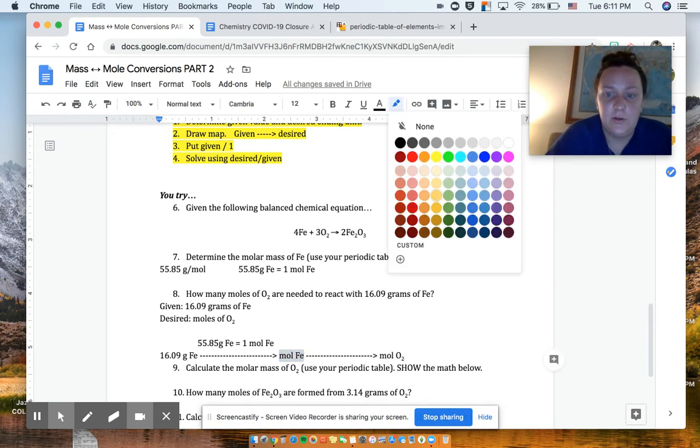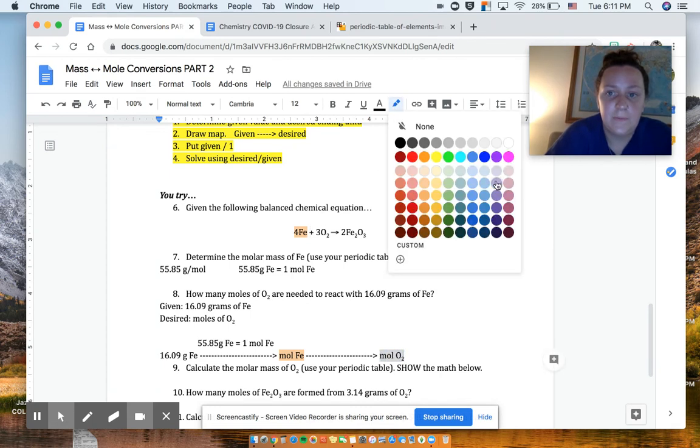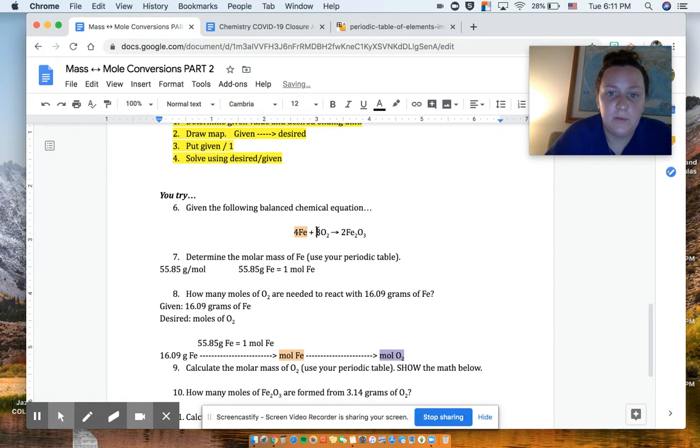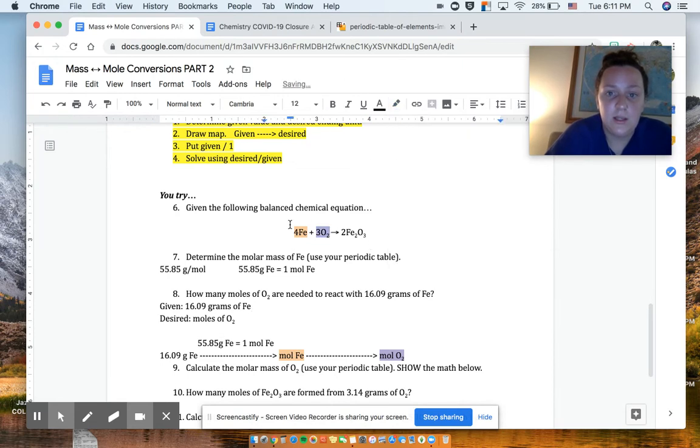So let's pick two colors. Ooh, let's do orange and purple, DCP colors. So moles of Fe, I'm using this part of my balanced chemical equation. And then to convert to moles of O2, I'll use purple. And that's this substance in my chemical equation.